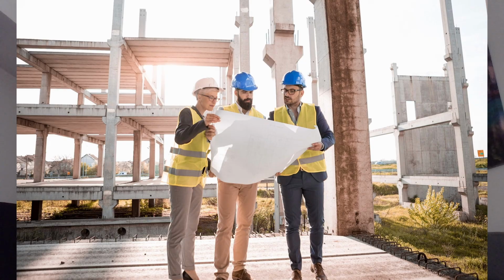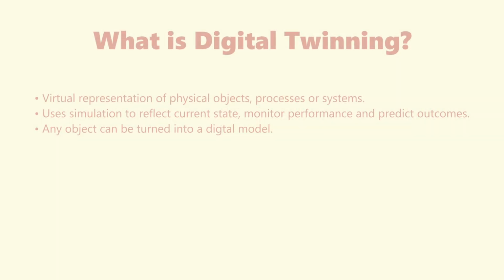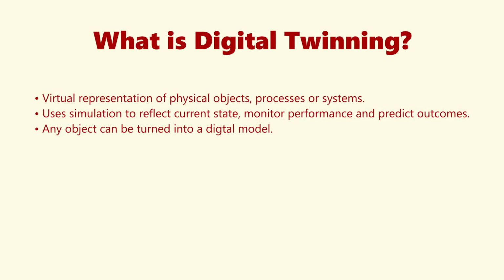Major industries like construction, mechanical, electrical are using BIM and digital twinning to create advanced 3D models and interpret data. For the sake of today's video, let's understand digital twinning at a much greater depth. So what actually is digital twinning? Digital twinning is the process of creating a virtual representation of physical objects, processes or systems. It uses simulation and real-time data to create the physical counterpart of the object, monitor the performance and predict outcomes.